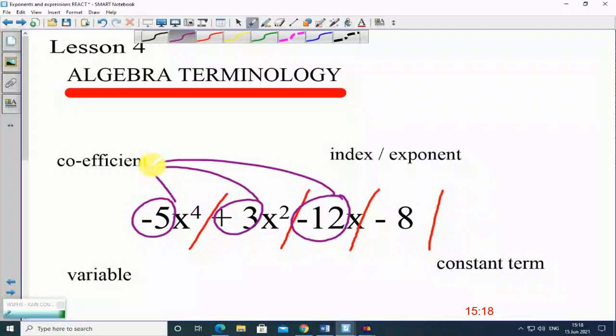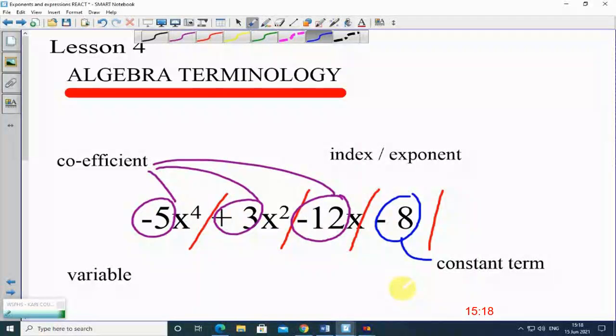And then that 8 is standing all on its own. It's not a coefficient. Alright? It doesn't have an algebraic part. So we call that the constant term. So why is it a constant term? Well, because no matter what we let x be, it will always be minus 8. There's no x there to change its value.